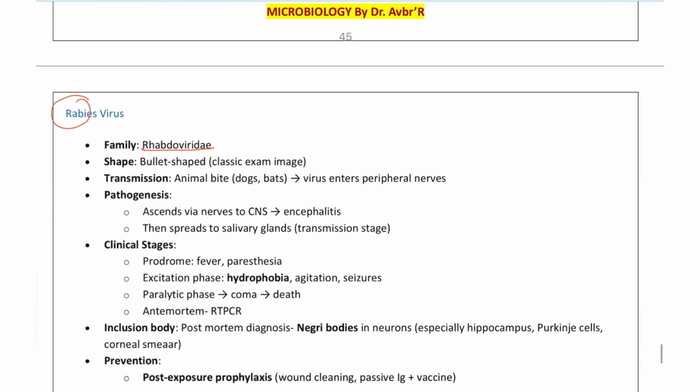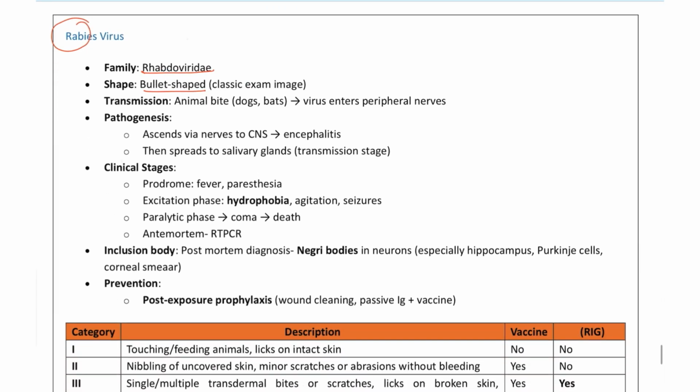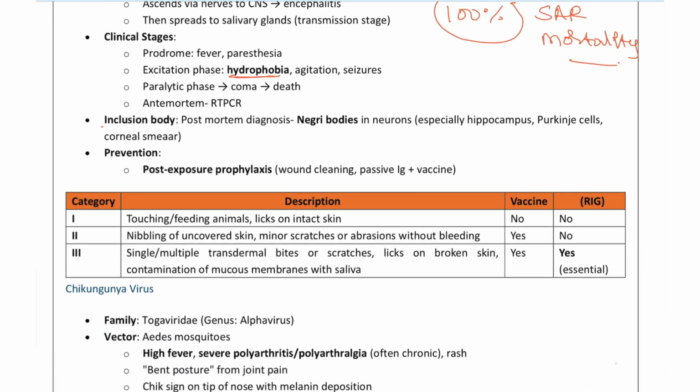Rabies, Rhabdoviridae, bullet shaped classic image that you are going to see. Animal bites such as dogs and bats, and the important points are that it is going to cause hydrophobia and 100% mortality. Okay, this is the 100% secondary attack rate and mortality. One point that you have to remember. And the inclusion bodies, Negri bodies, that you are going to see. How you are going to prevent, post exposure or pre exposure.